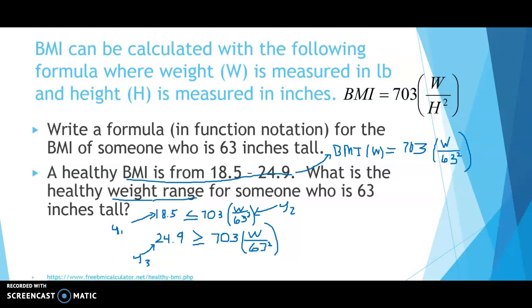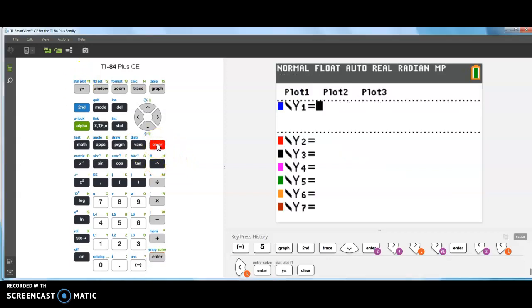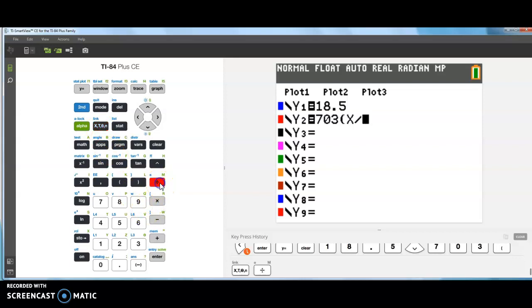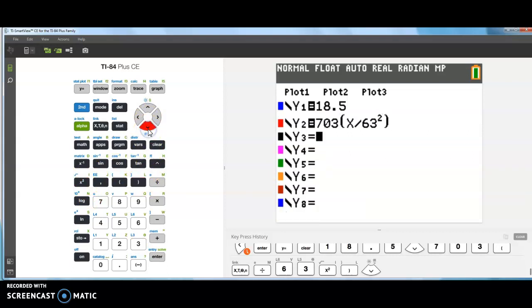All right, so going to my graphing calculator, I'm going to go into my Y equals. I'm going to clear out what I've previously done. So my first value that I wanted in my calculator was the 18.5. That was the smallest healthy BMI. Arrowing down, the second thing I wanted in my calculator was the formula. So 703, parenthesis. I had my variable W, which my calculator will use X, divided by 63 squared. And then I arrow down. The third thing that I had in my calculator was the upper range, so the 24.9.